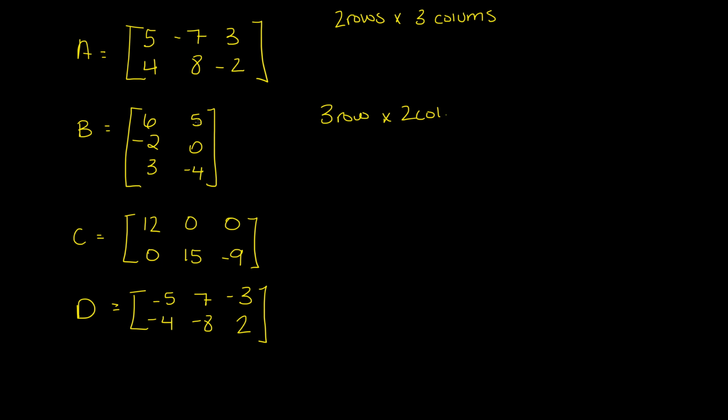B is the odd man out. He is the one not like the others. But let's look deeper into what these matrices look like if we combine certain matrices. So let's say I'm going to combine A and D.